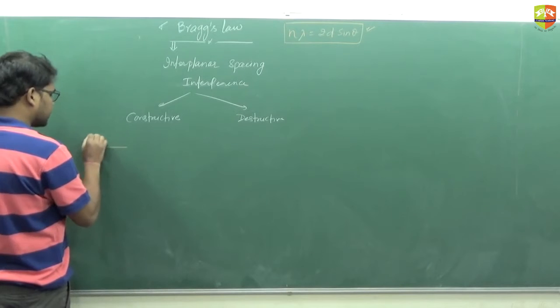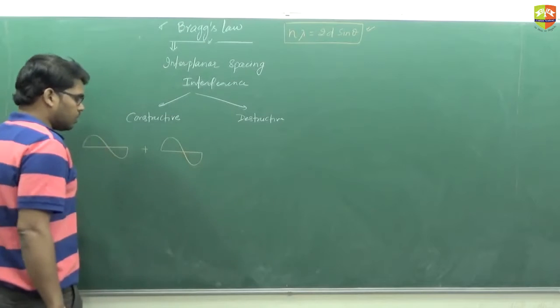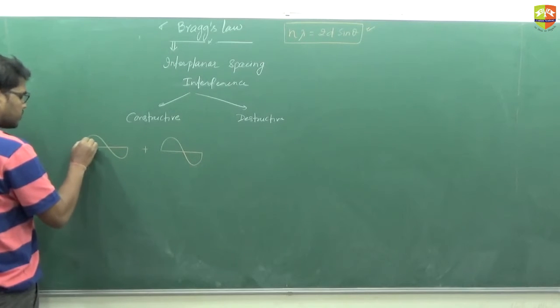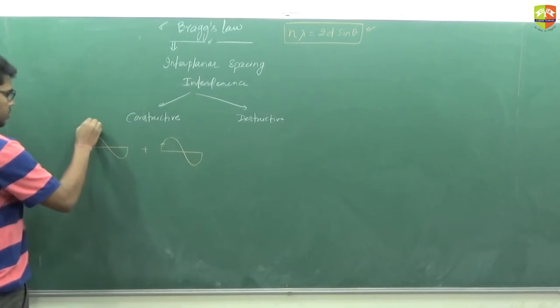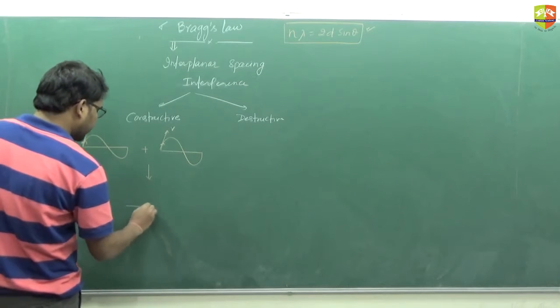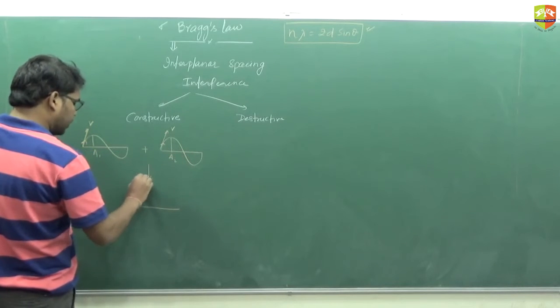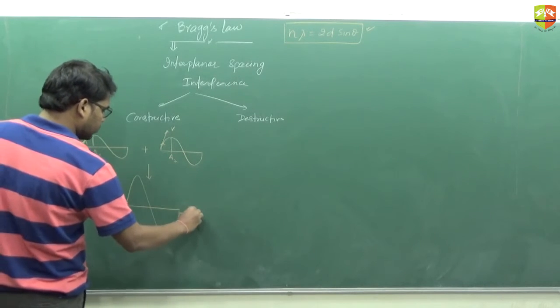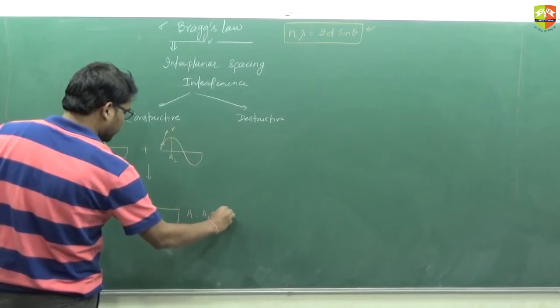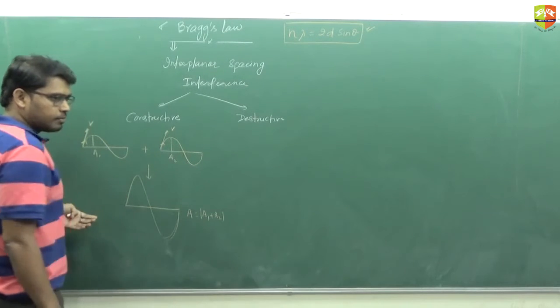When two waves of the same phase, suppose this is wave 1 and another wave is this, combine, why do they have the same phase? Because you see they are in the same direction. This is the direction of the wave. When these two combine, they will give you a net wave whose amplitude, suppose the amplitudes are A1 and A2, is A equals the modulus of A1 plus A2. So this is a constructive wave. Basically, you have to add the amplitudes of these two.